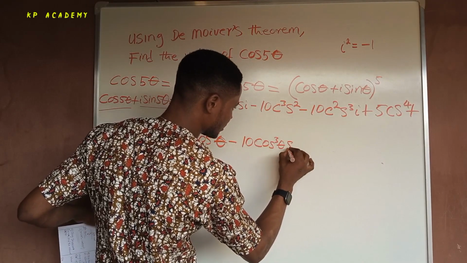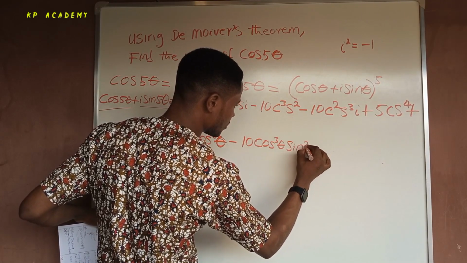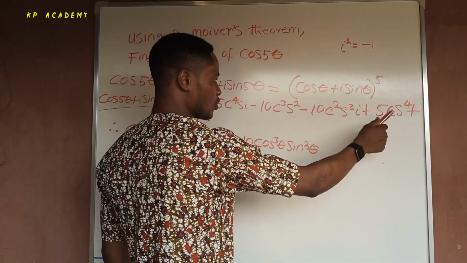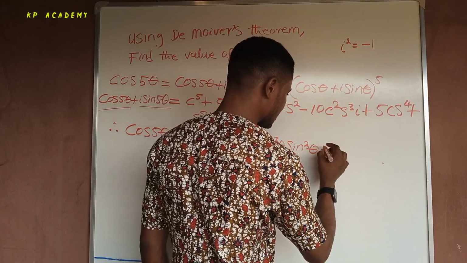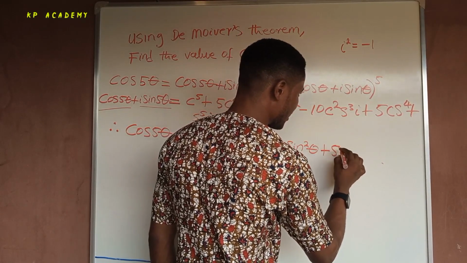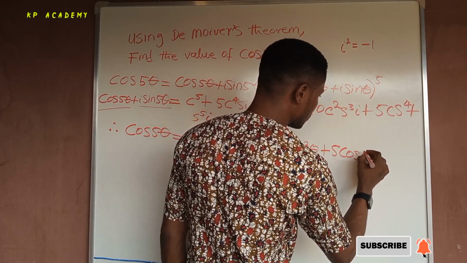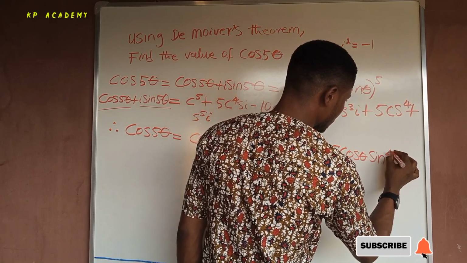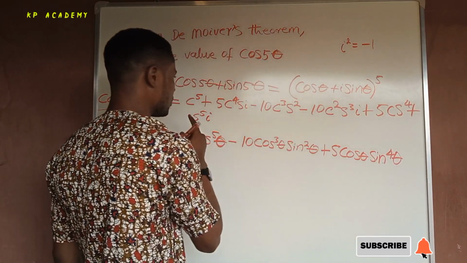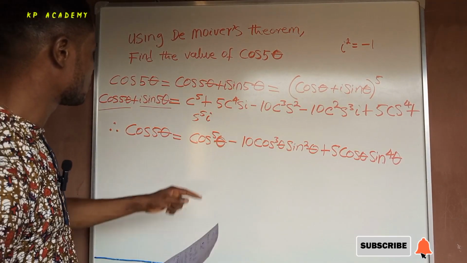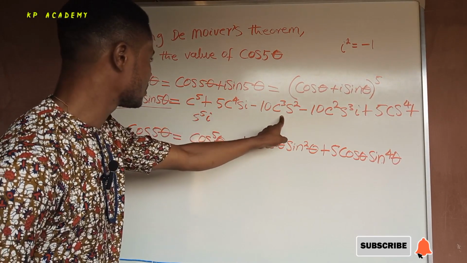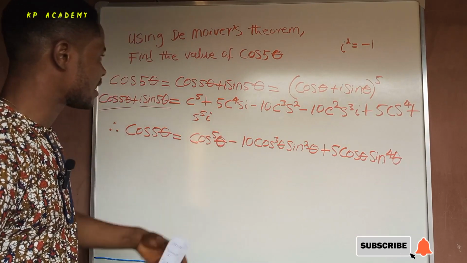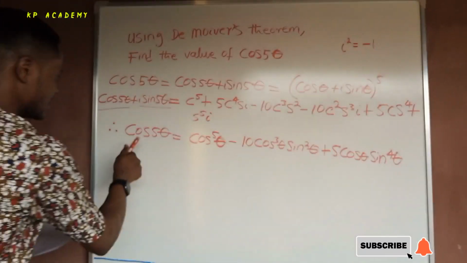Now sine square theta. We're not going to equate it to this, as this one has I. We're going to equate it with this, which says plus 5 cos theta sine 4 theta. And that's it, because we've equated it with this and finally this. So this and this are left out from it. So this now is equal to this.